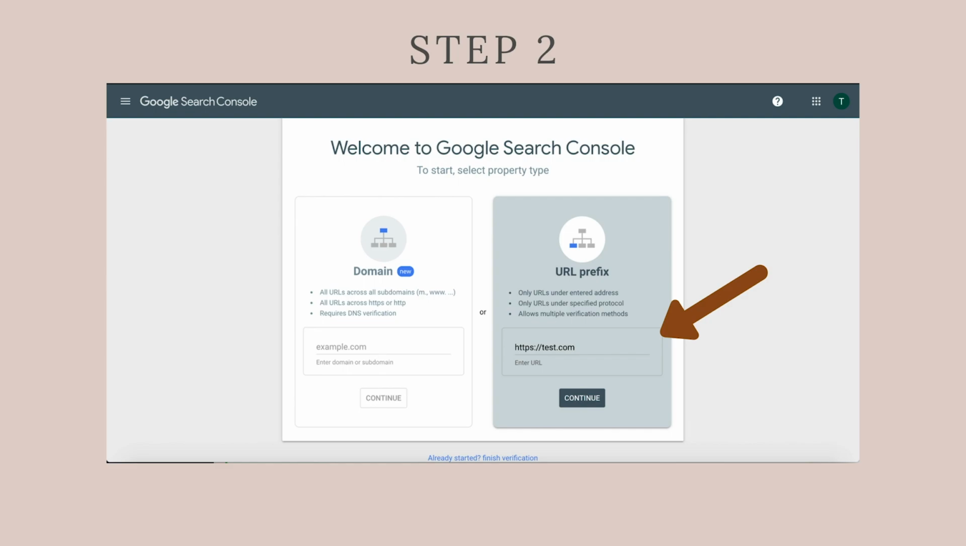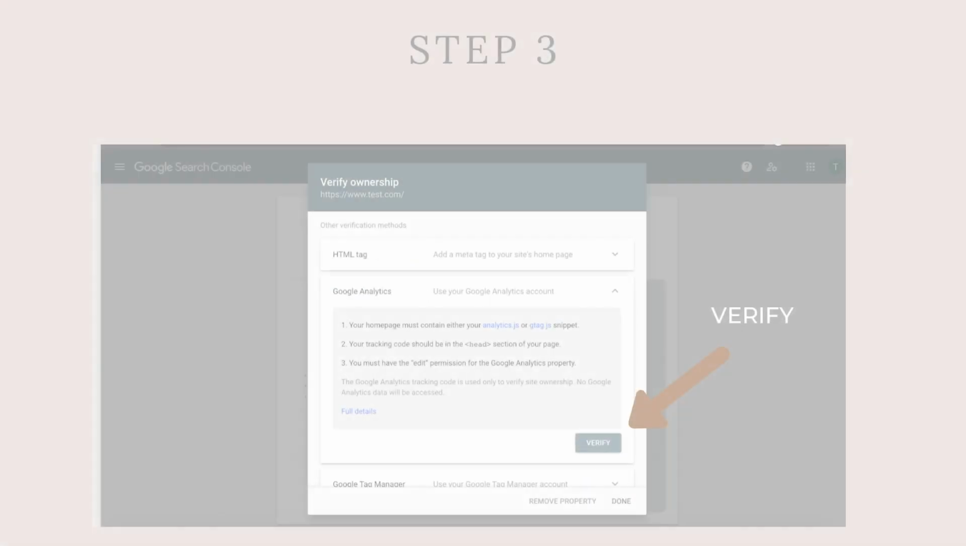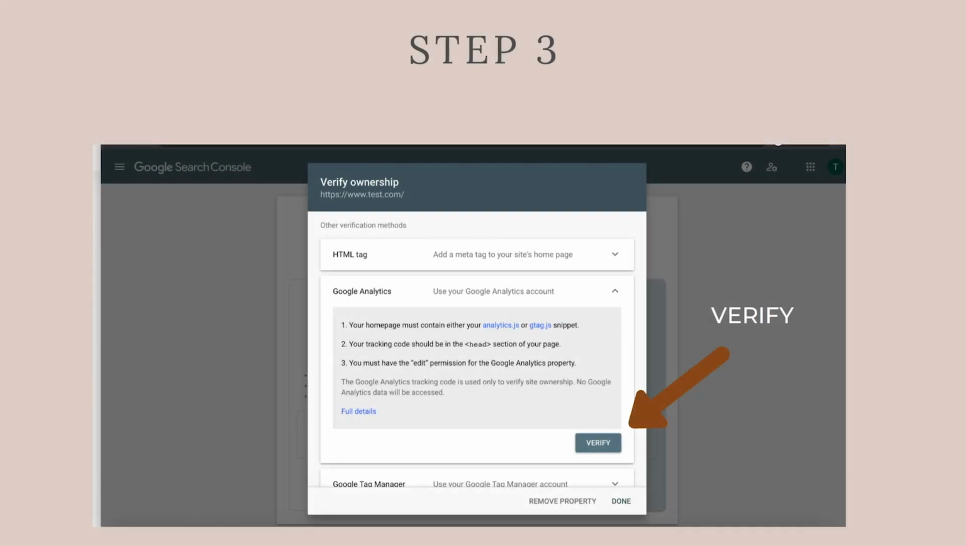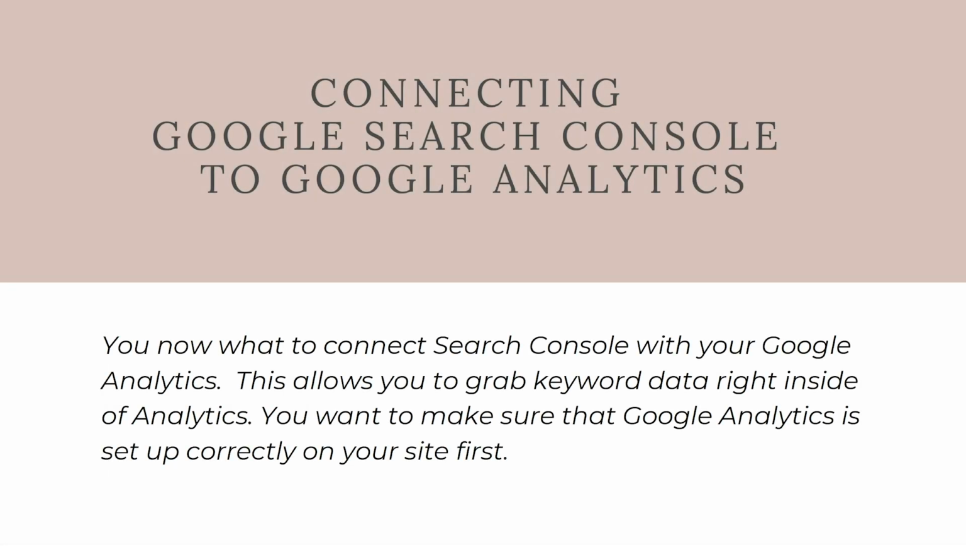Then you're going to be prompted to verify your account. If your Google Analytics is set up, you can select that verification method. You now want to connect your Search Console with your Google Analytics. This allows you to grab keywords right from Analytics. You want to make sure that Google Analytics is set up correctly on your site first.